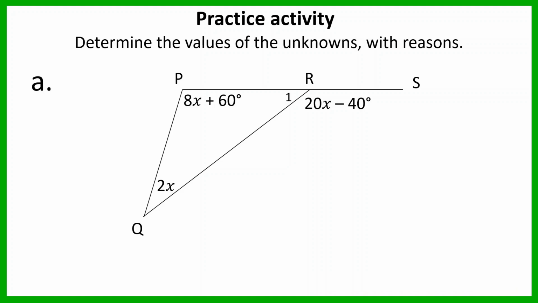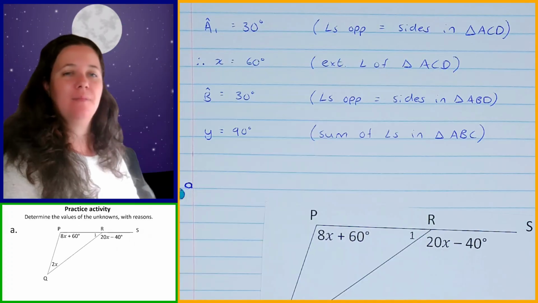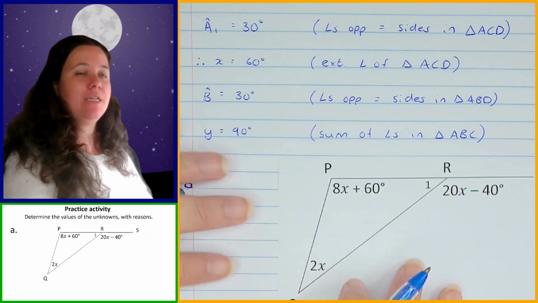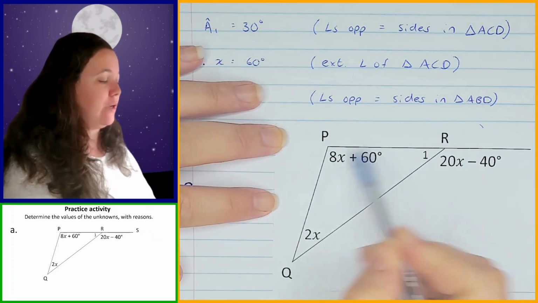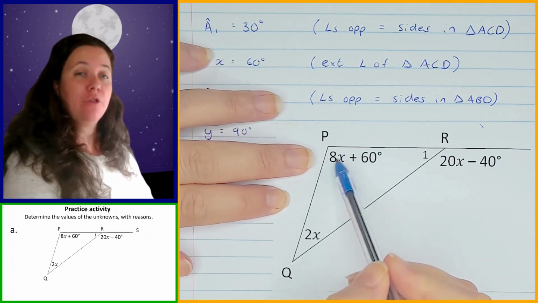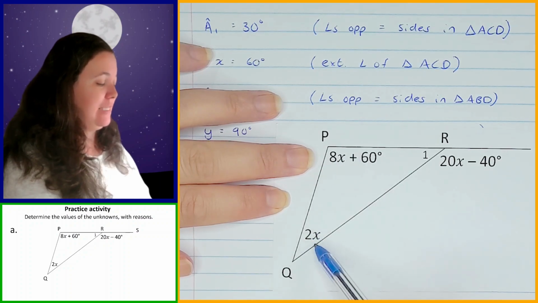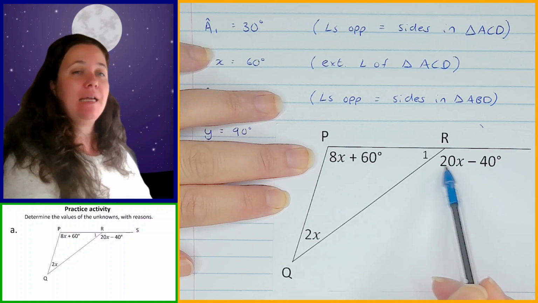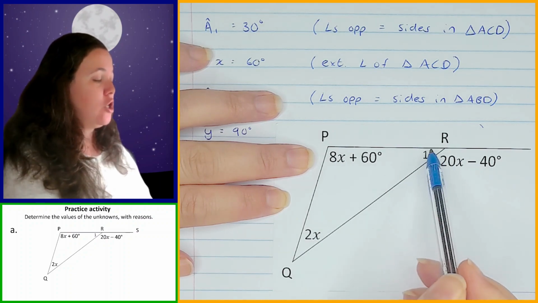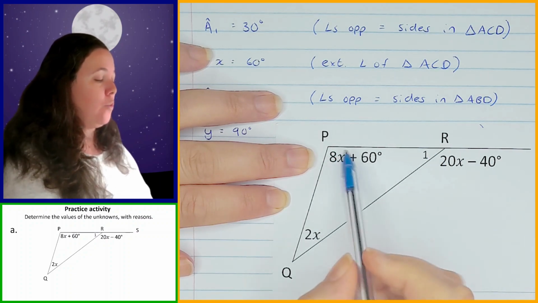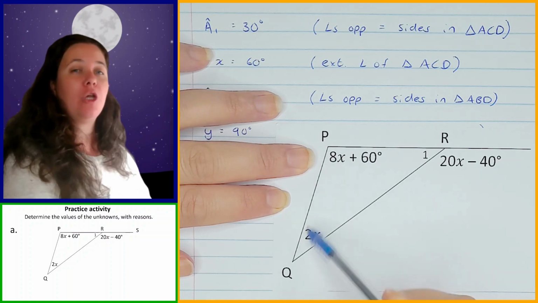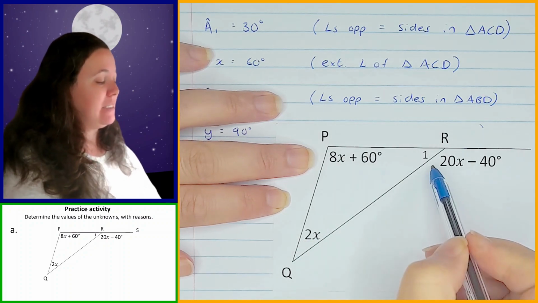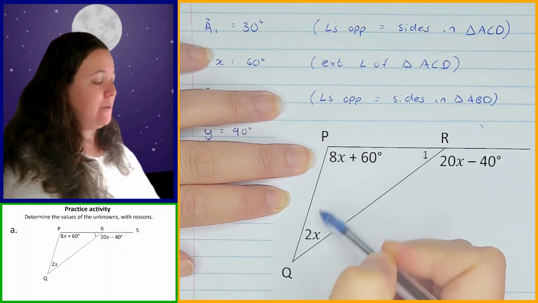Okay, so let's go through that example and see what you should have got. First of all, in this example, I only have one triangle. I've been given this angle in terms of x, this angle in terms of x, and this angle in terms of x. Now this angle over here is the exterior angle of triangle PQR, where angle P and angle Q are the opposite interior angles. So that means that this angle is equal to that plus that.